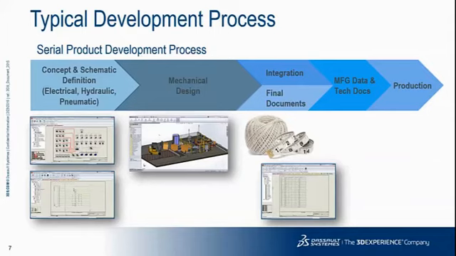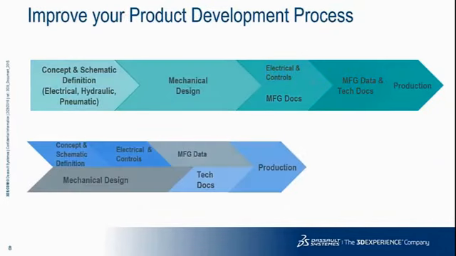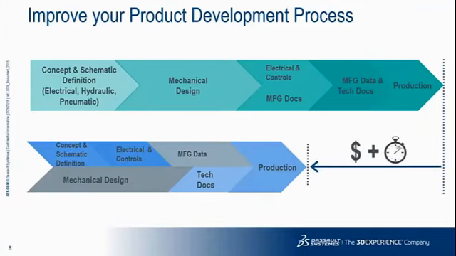Now, there are a lot of things I left out here, right? Like iterations of designs, prototyping, and things like that. Those are going to take up more time, obviously. So how can SOLIDWORKS help improve this process? Let's look at a way that we can help. Basically, by taking that serial process and making it more of an integrated process, we're able to work concurrently. We're able to actually compress the cycle and save you time and money, all right?